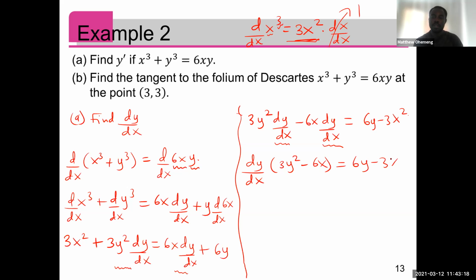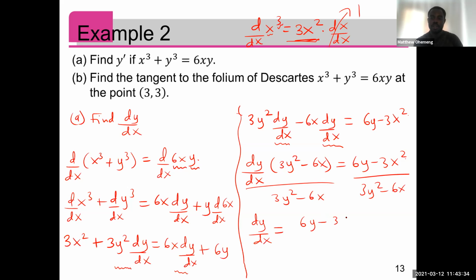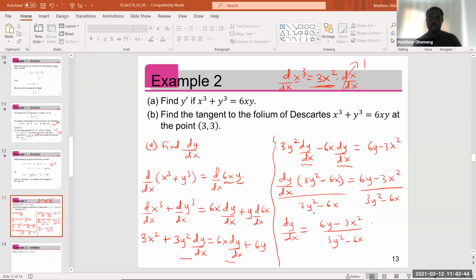Equal to what? 6y minus 3x squared. And then I'm trying to solve for dy over dx, so I'll just divide both sides by 3y squared minus 6x. And that will finally give me dy over dx equal to what? 6y minus 3x squared over 3y squared minus 6x. Yeah, you can simplify it if you want, but the web assignment will accept this. I will also accept this.